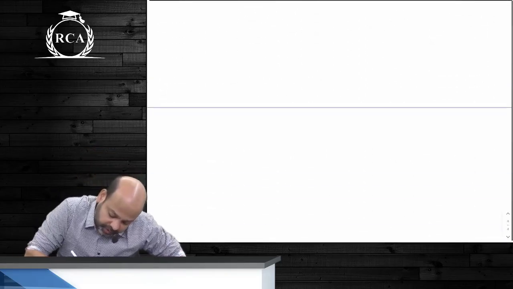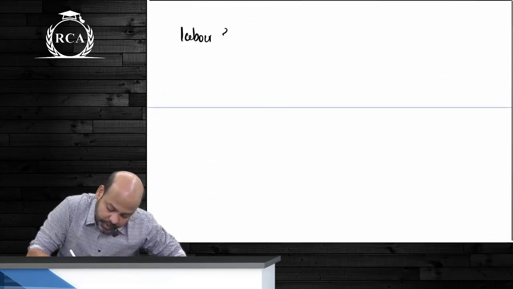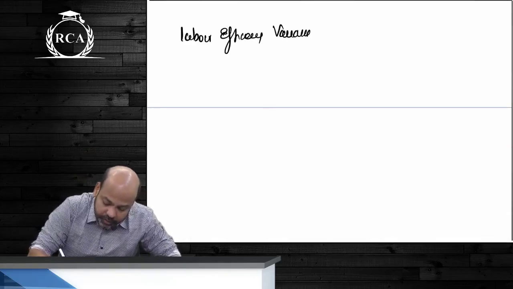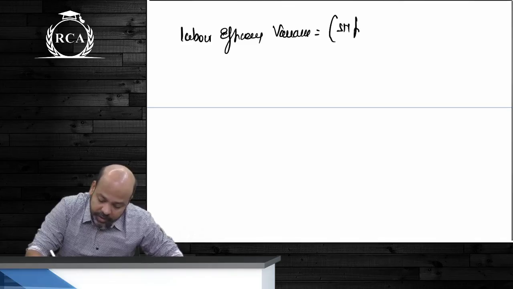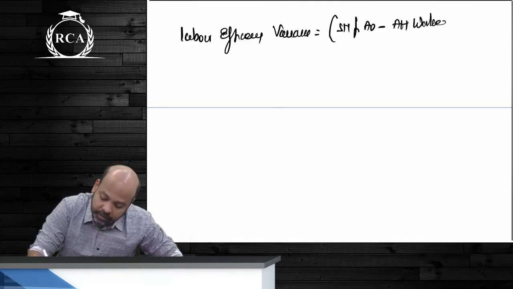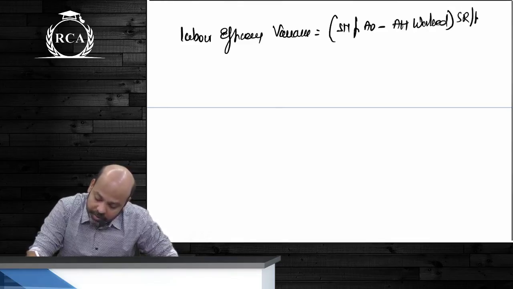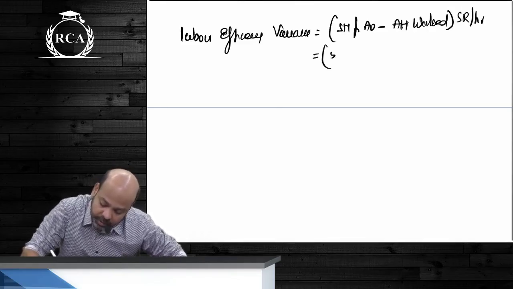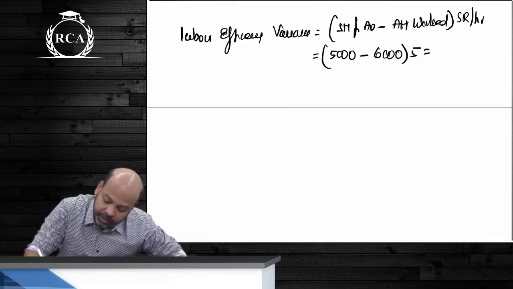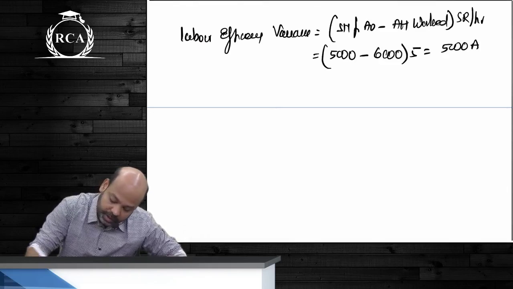Labor efficiency variance first. What will be the formula, guys? Standard hours for actual output minus actual hours worked multiplied by standard rate per hour. How much is your standard hours for actual output? 5,000. Actual hours worked 6,000 multiplied by 5 rupees. This is going to be 5,000 adverse.